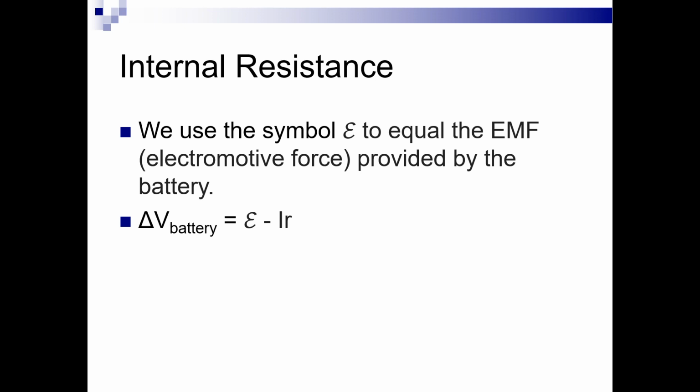But then the internal resistance of a battery removes some of that voltage, and so the potential difference provided by the battery is going to be the ideal value, that EMF, minus the current times the resistance. Same, just normal Ohm's law. It's just losing some energy.